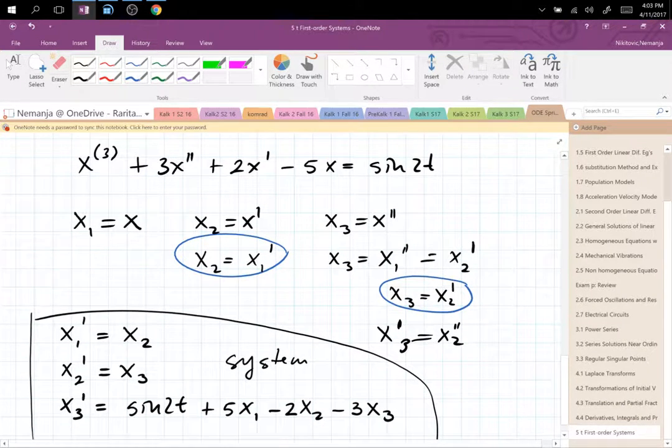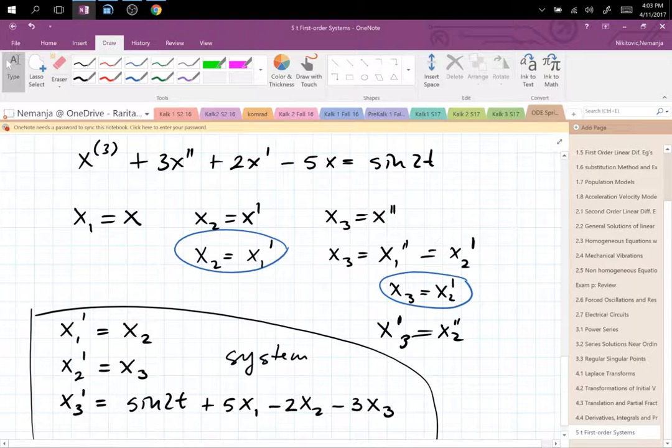Okay, so we can see the problem, and what we have is a third order differential equation with constant coefficients. It's non-homogeneous, right? Because it has sine 2t on the right hand side, and we want to solve this by using a system. Now, a system will involve coming up with new variables. So we start with x1 equals x, and then x2 equals x prime, and x3 equals x double prime. So 1, 2, and 3, those are the ones.